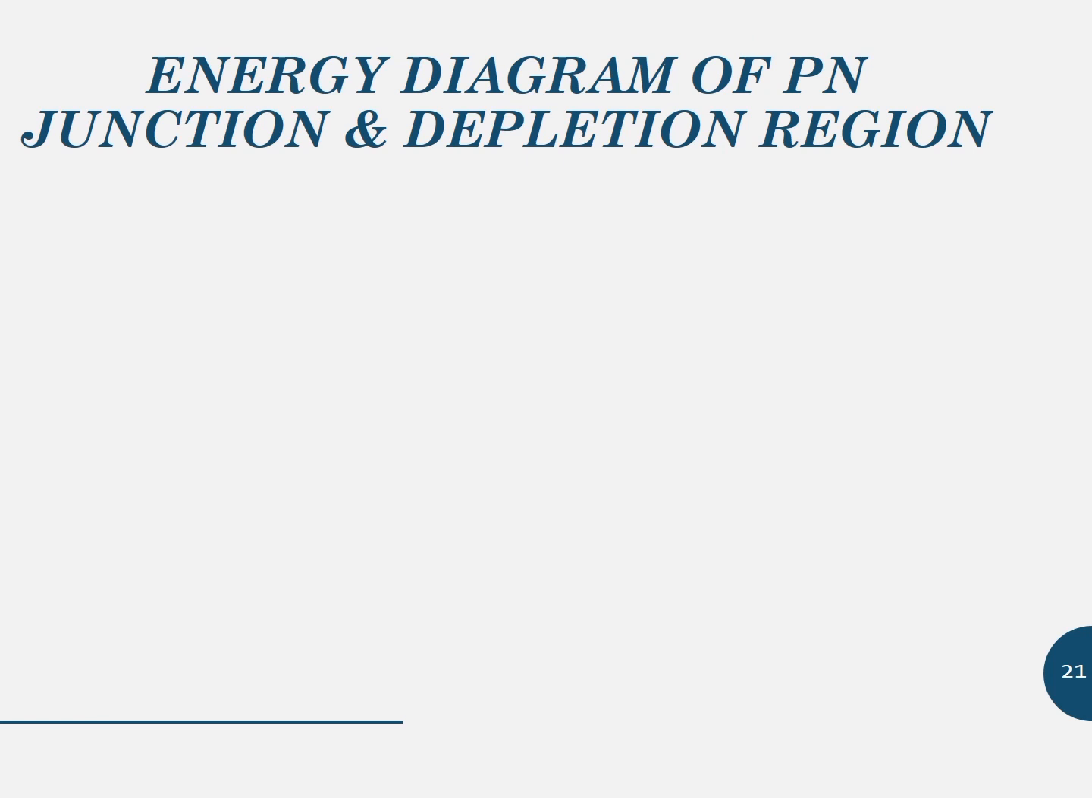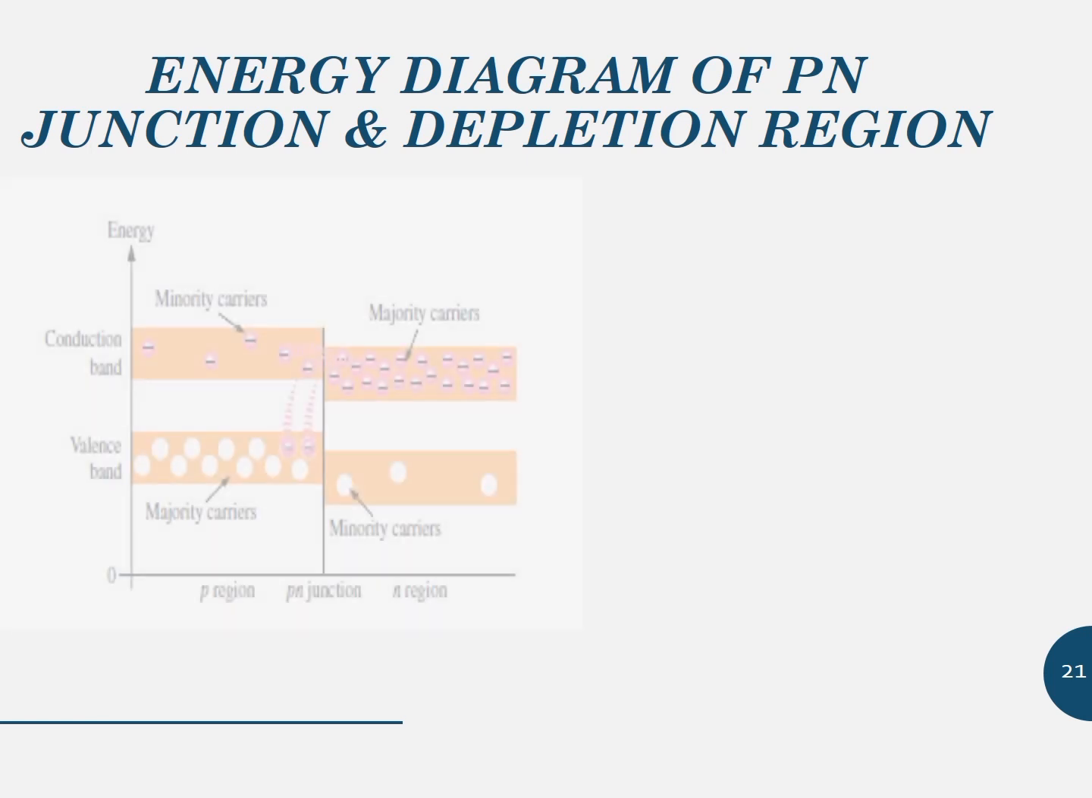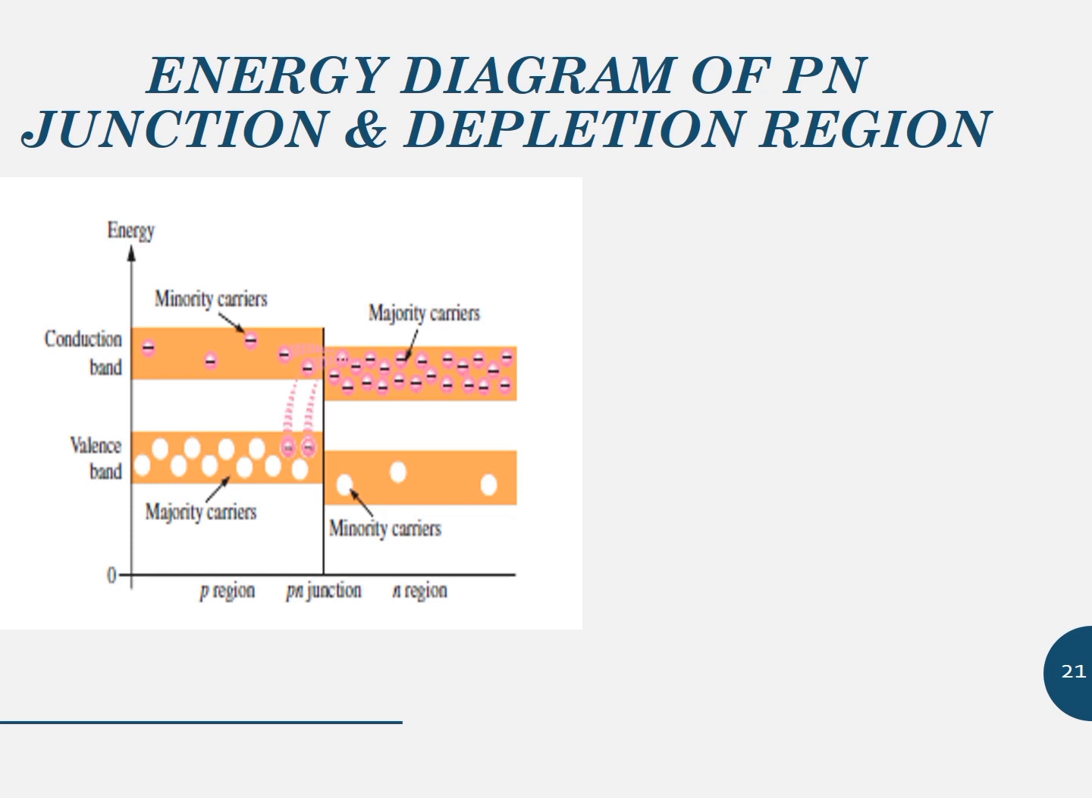Now we will look at the energy diagram of PN junction and depletion region. Look at this figure. As you can see, the conduction band and the valence band in the N region are at lower energy levels as compared to the conduction band and the valence band in the P region. The free electrons in the N region that occupy the upper part of the conduction band in terms of their energy can easily diffuse across the junction.